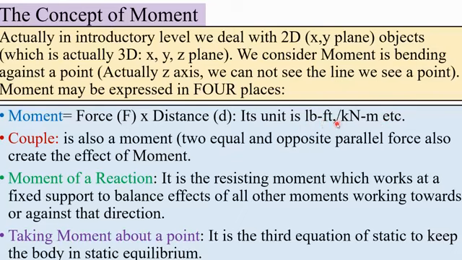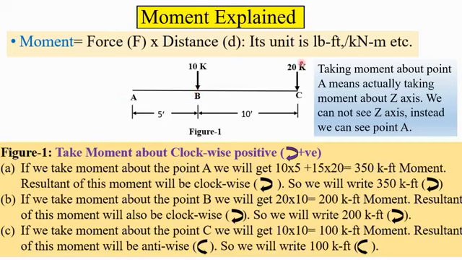Now say this is figure 1. We will generally consider moment clockwise positive. So if I take moment about A, we'll get 10 into 5 plus 20 into 15. So it results in 350 kip feet moment. The resultant of this moment will be clockwise, so we'll write 350 kip feet clockwise. That's all. Then go to B.